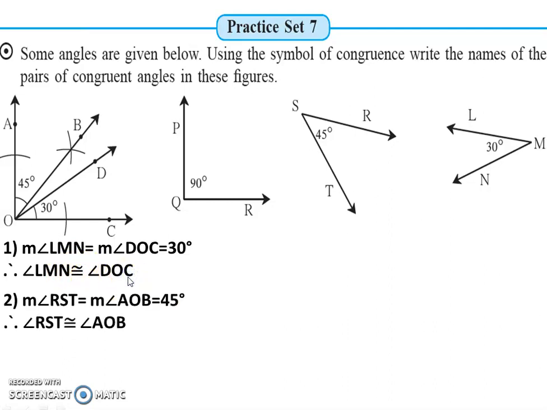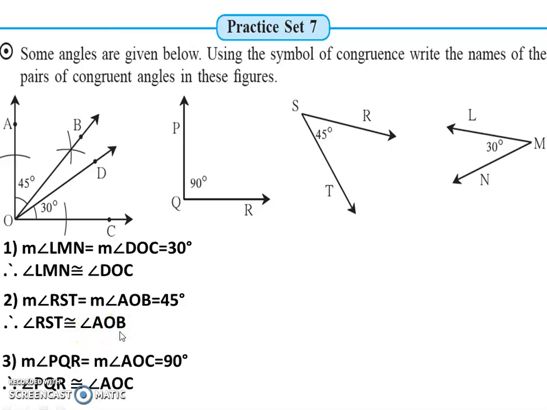The second pair of congruent angles, measure of angle RST is 45 degrees. From the first figure, you can see that angle AOB also measures 45 degrees. So therefore, angle RST is congruent to angle AOB.